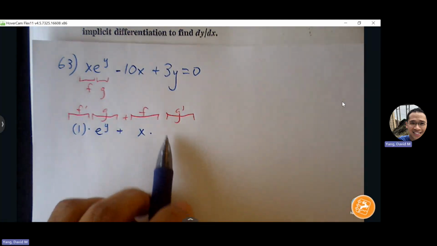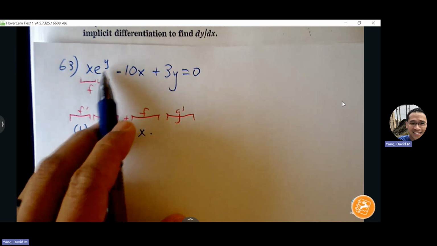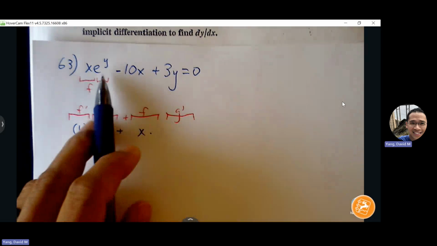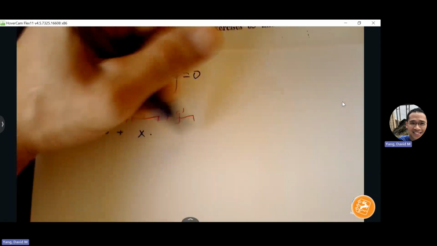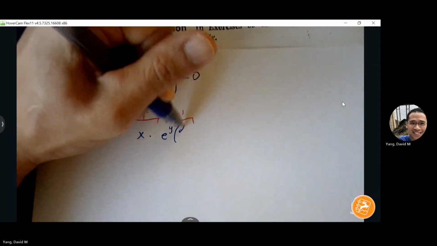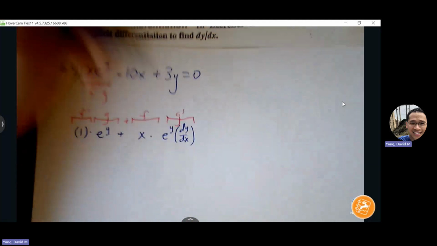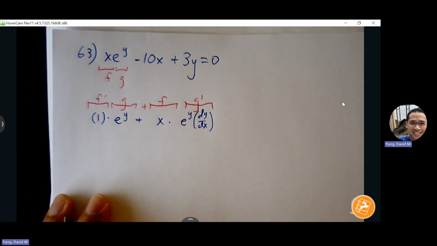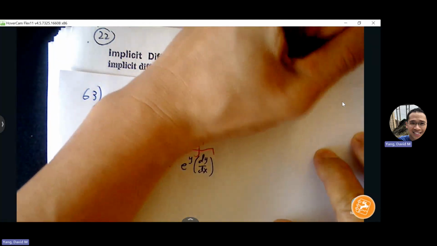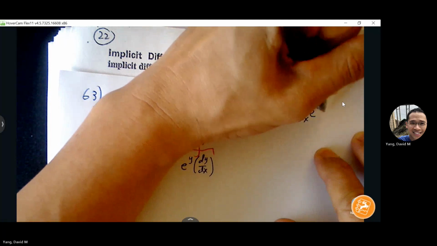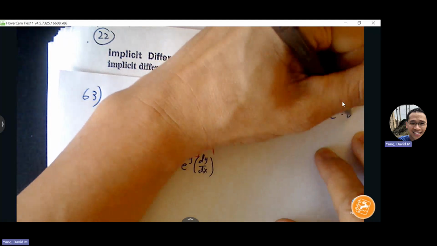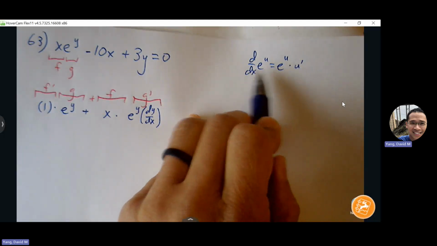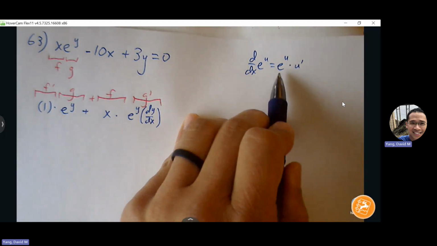But first, what's the derivative? dy dx. Yeah, so remember with e to the u, the original function will show up in your derivative. So it's e to the y times dy dx. Okay, so we're done with that first portion. So minus the function. Yes, we do. Yeah, because the rule for e to the u is actually the original function times u prime. So it's not just u prime. The original function will show up in your derivative for exponential functions.